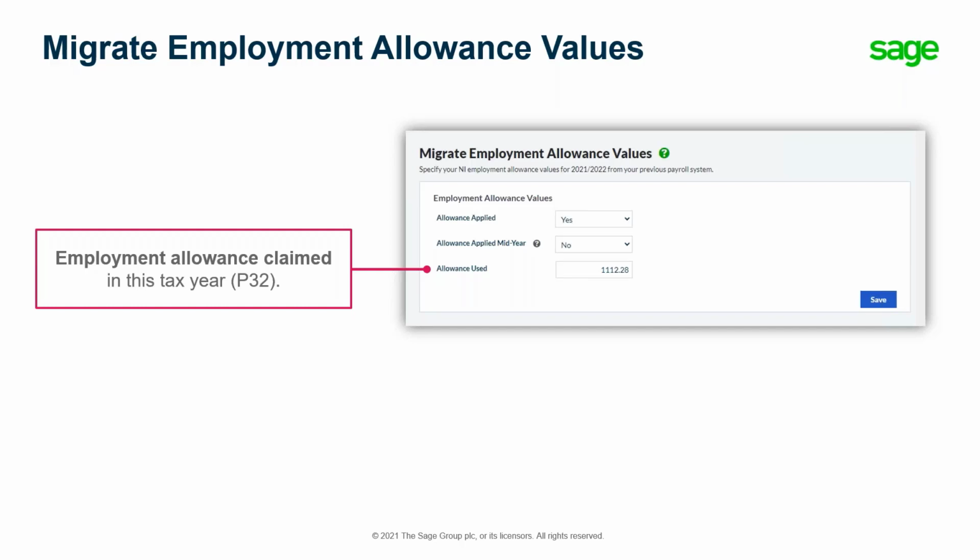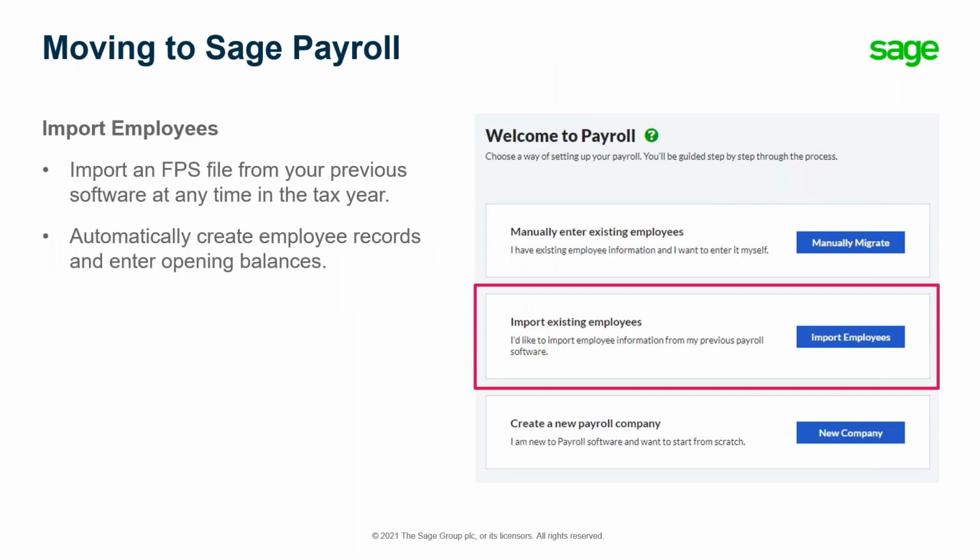So that's a manual process, probably great for relatively small payrolls where you've got the time to enter the details, but you could save time, maybe increase accuracy by importing your employee details. This is possible if you have an FPS file from your previous software, and you can do this at any time in the tax year. So if it's mid-tax year, you would include year-to-date values, but there's also an option at the start of a tax year just to import the employee details if you don't need opening balances.